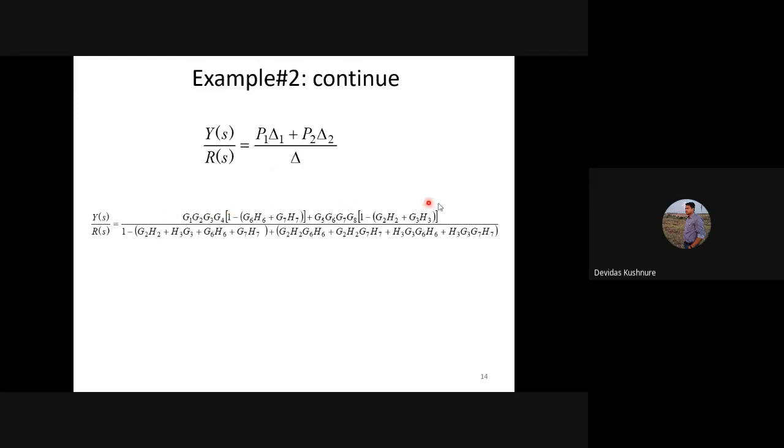So we have kept all these values in Y(s) by R(s), in this expansion. By solving this, we can get the transfer function. You can solve it further if you want, or otherwise you can just judge the closed loop transfer function from this expansion.